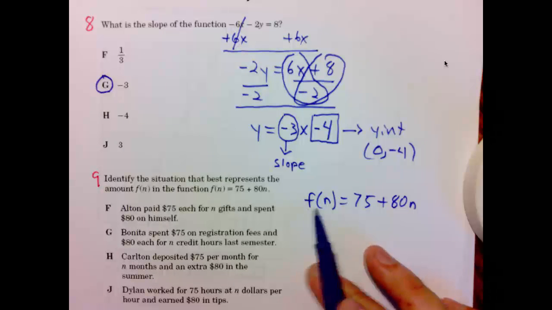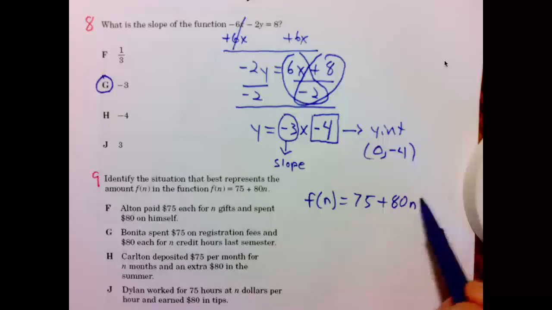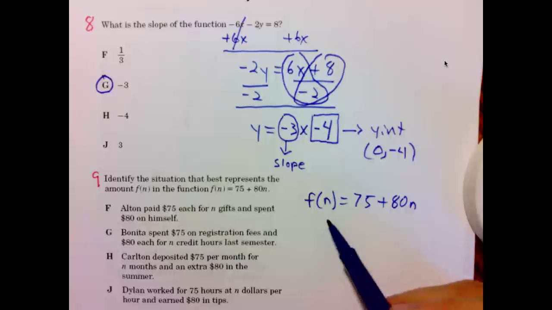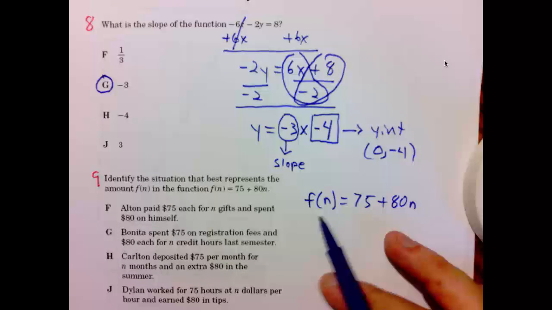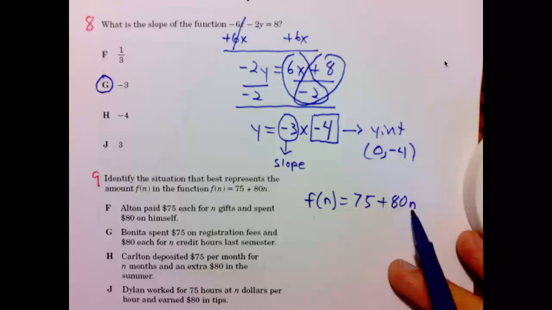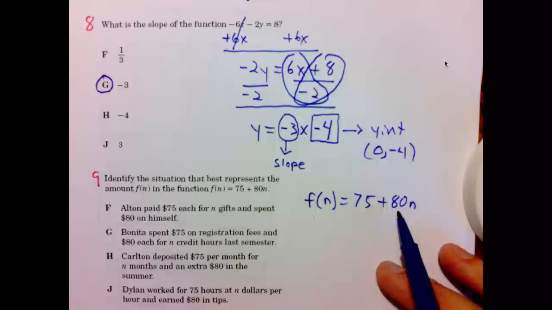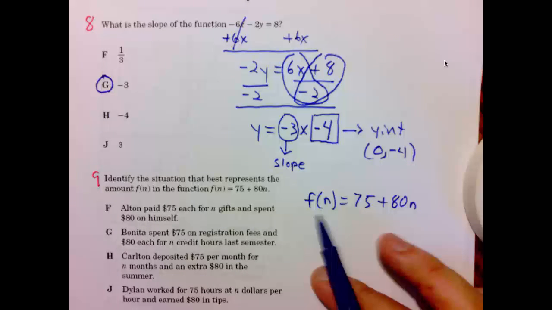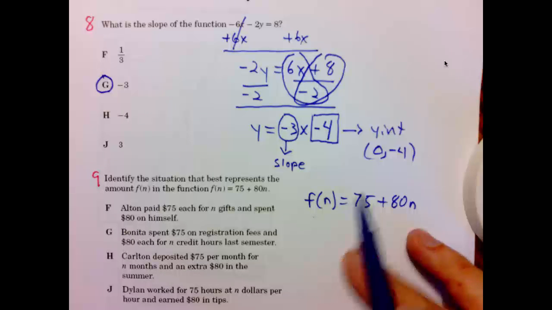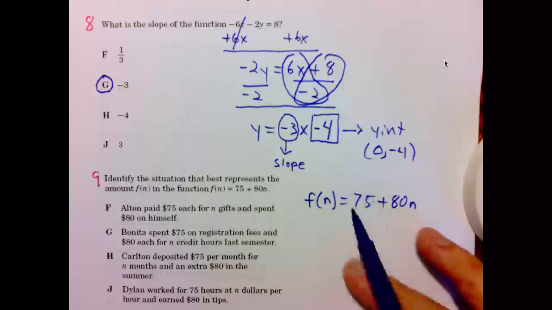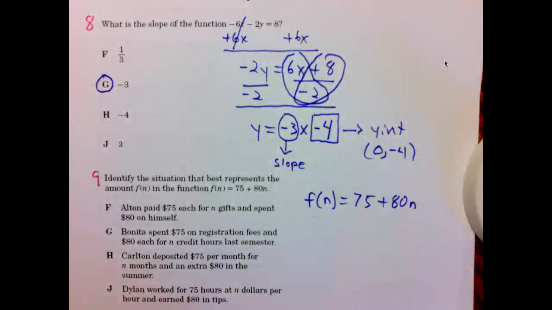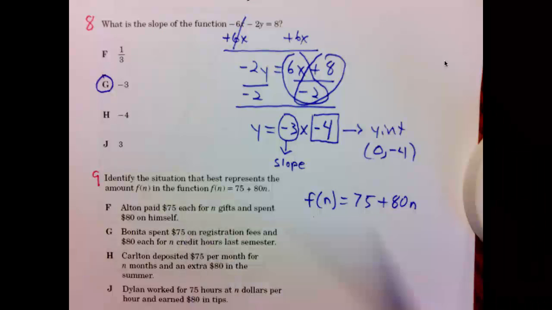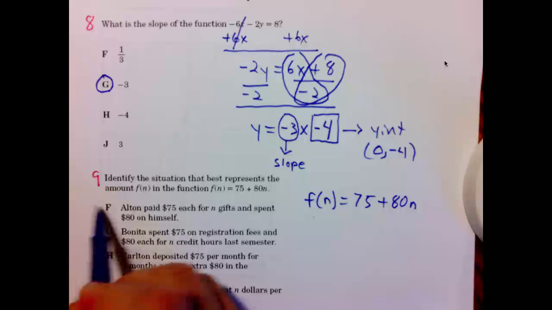We read this as f of n. So we're going to input some value for n, multiply it by 80, add 75, and the output will be f of n. In the equation f of n equals 75 plus 80n, the slope is 80, and the y-intercept is 75. In this case, the f of n intercept. This will be where it crosses the vertical axis, 75. All right. Alton pays 75 for n gifts? No. The slope, the rate is 80. F is not correct.